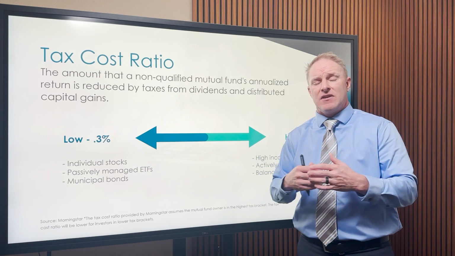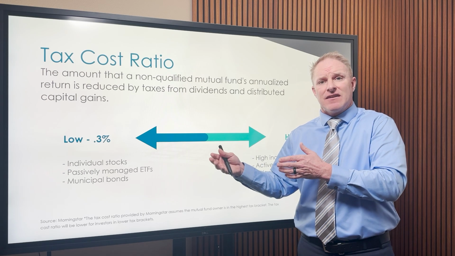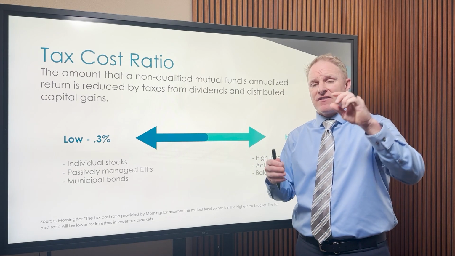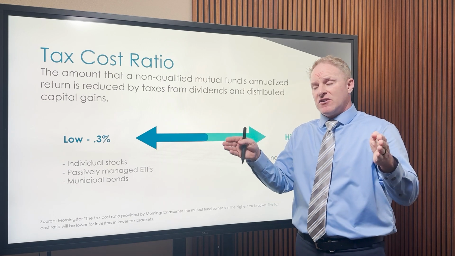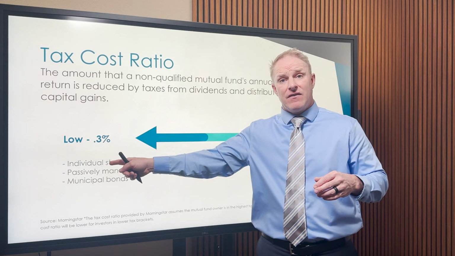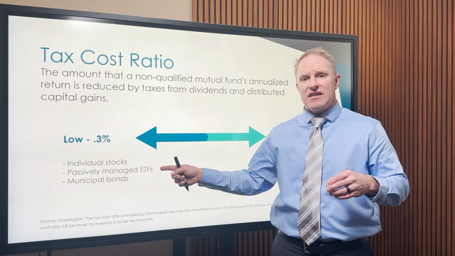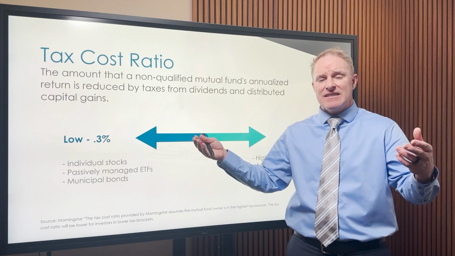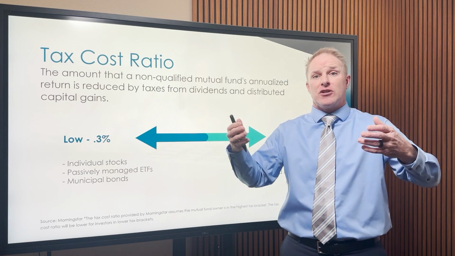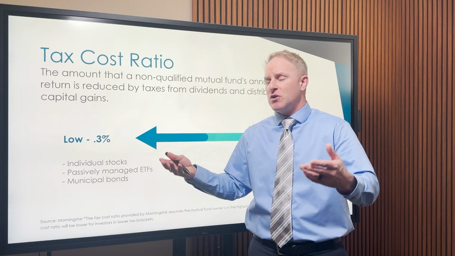But it's not uncommon to see a tax cost ratio of 1 or 2% a year, and that can make a significant difference over the long term. Doesn't sound like a lot on a one-year basis, but if you look at it over the course of a retirement, it's a pretty big deal. But generally speaking, things like individual stocks, especially growth stocks, passively managed ETFs or index fund ETFs. ETF stands for exchange traded fund, which is essentially a lot like an actively managed mutual fund or like a passively managed mutual fund.